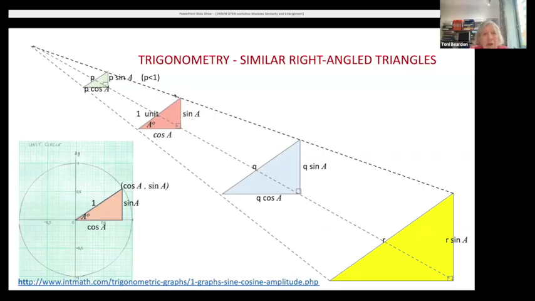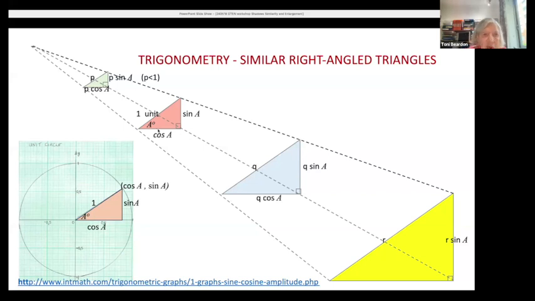But if you change the triangle, making it similar but bigger or smaller, still with the angle A in it, then everything is changed in the same proportion. The lengths are changed in the same proportion. So here you've got P, which is less than 1. I mean, you can see that green triangle smaller. Here you've got Q, which is greater than 1, and R, which is the largest of all. But in each case, these ratios are going to be the same. And that's why you have to divide the opposite by the hypotenuse to give you the sine of this angle.